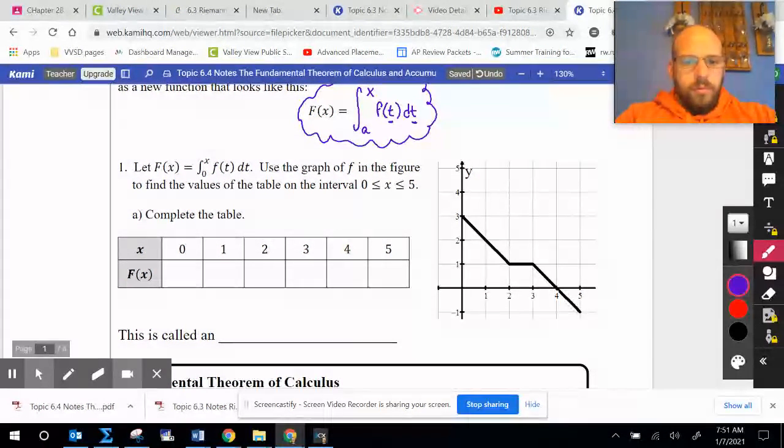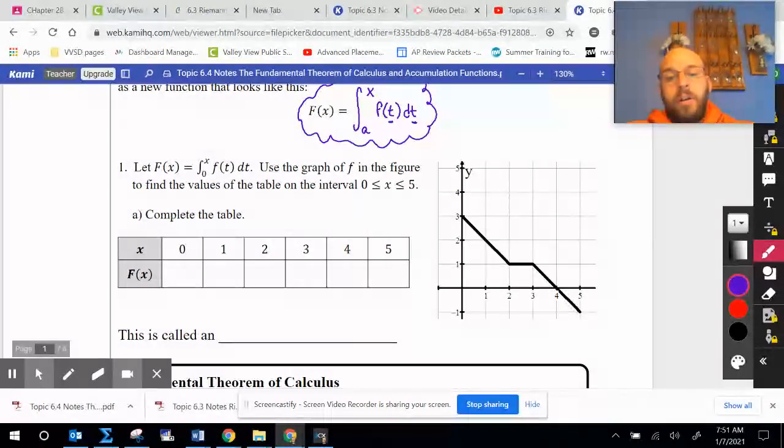For number one, if I say that capital F of x is the integral from 0 to x of f of t dt, and I give you a graph, use the table of values to determine the area under the curve from 0 to 5. If I let x be 0, I get the integral from 0 to 0 of f of t dt. If I do the area from 0 to 0, that rectangle doesn't have any width, so it's not going to have any area.